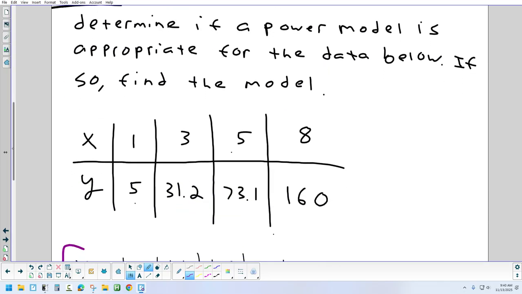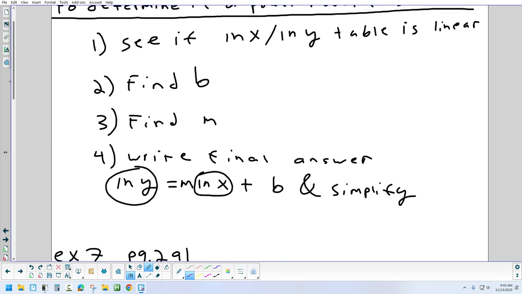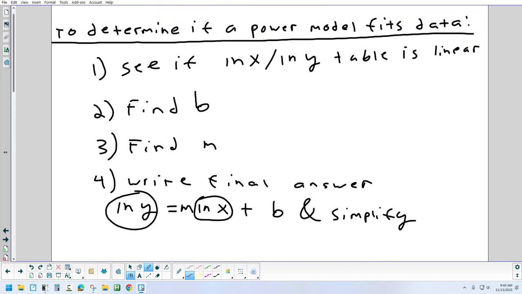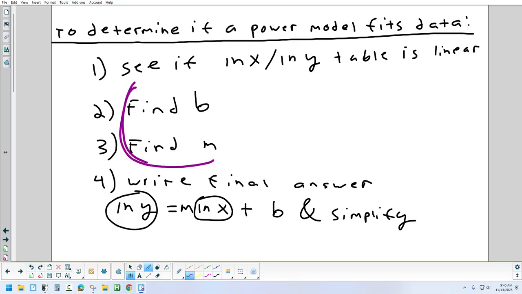All right. So now I've got to show you how you take this data and continue on to find the power model. All right. So I'm just going to change these a little bit. So we are going to find two values, but I want to make sure I use the letters that the calculator is going to use so I don't confuse people.